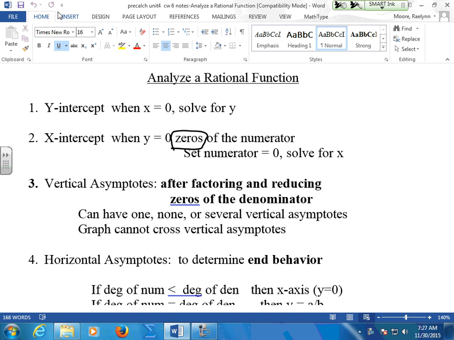We have vertical asymptotes, and we find these after we factor and after we reduce, because sometimes factors can cancel out. When they cancel out, they become a point of discontinuity, and we're gonna see those. We use our horizontal asymptotes.